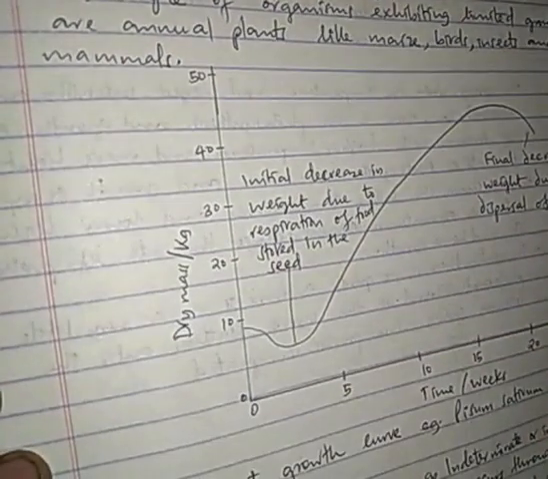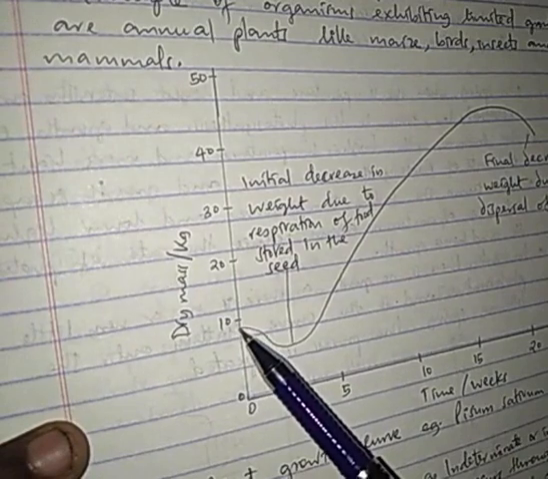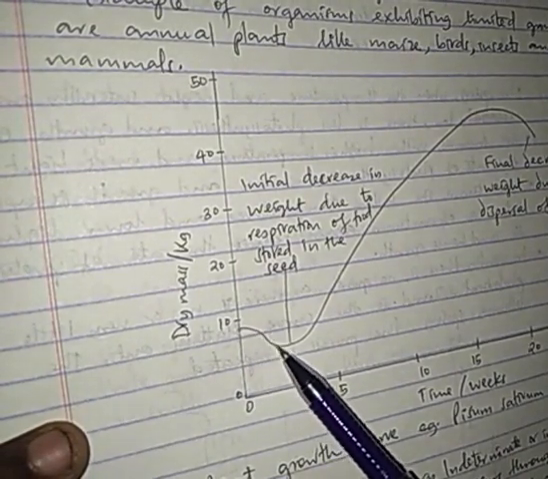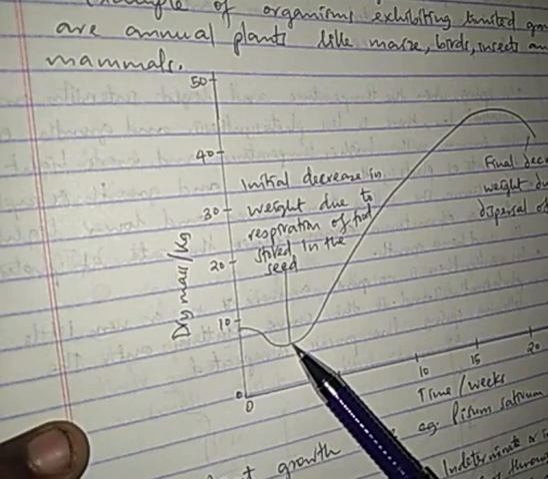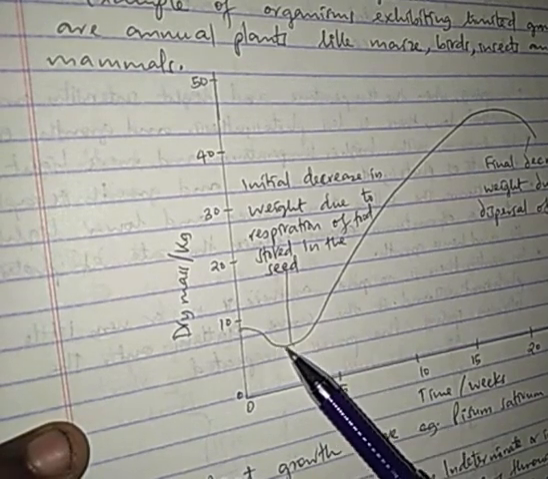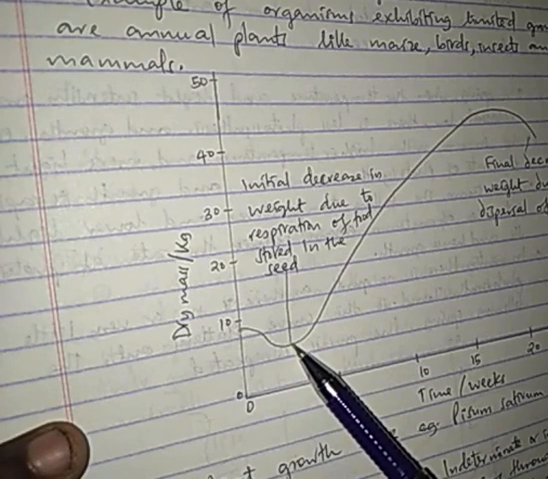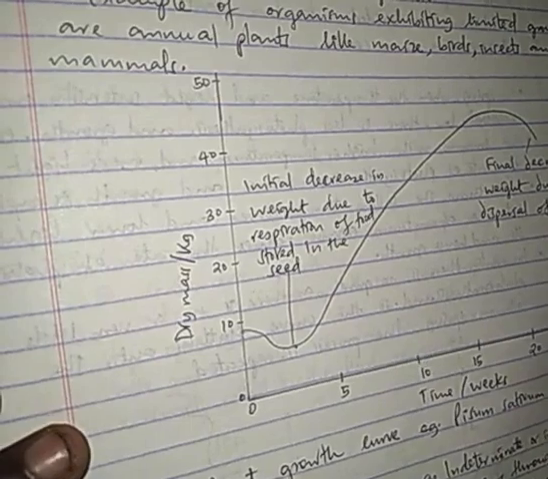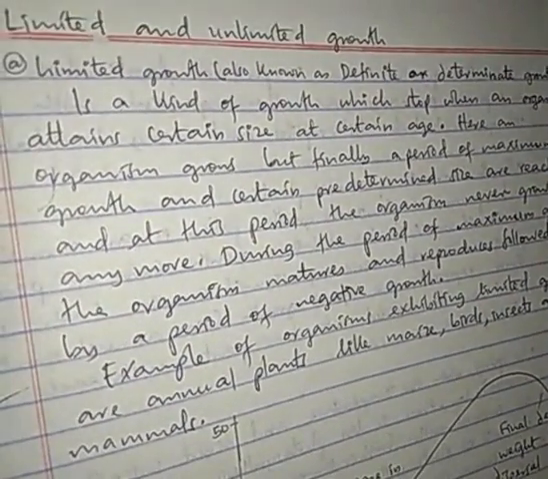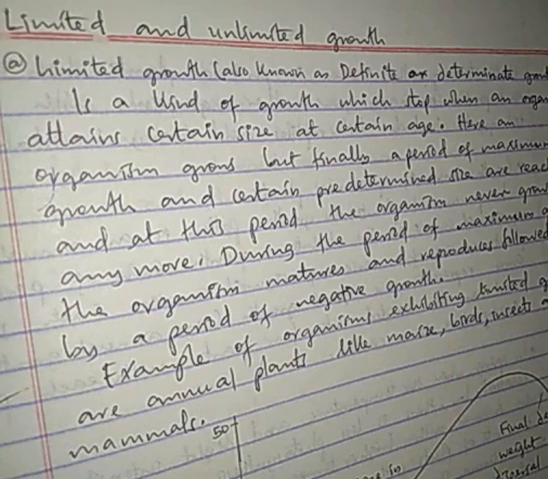So here is where you plant a pea plant, then its mass decreases when the seed store is used in respiration. Then it starts photosynthesis. With the aid of a diagram, you should explain that a pea plant undergoes limited growth, also known as definite or determined growth. It is the kind of growth which stops when an organism attains a certain size at a certain age. An organism grows, but finally a period of maximum growth and a certain predetermined size are reached.